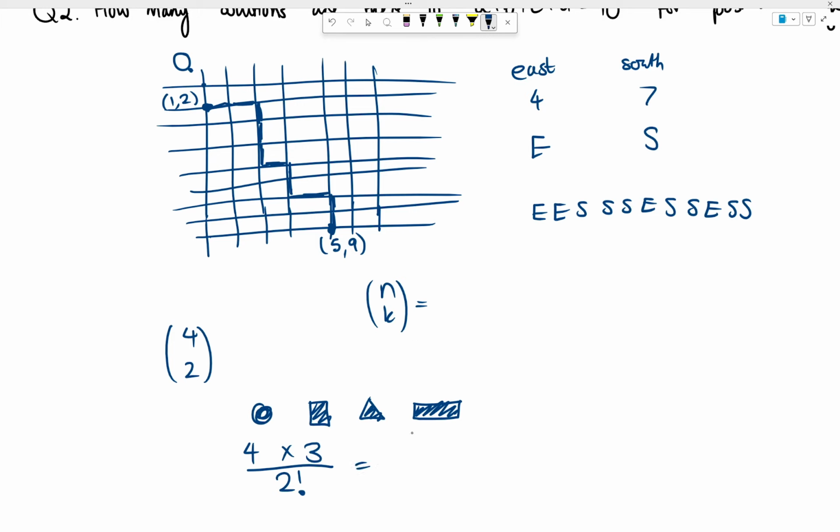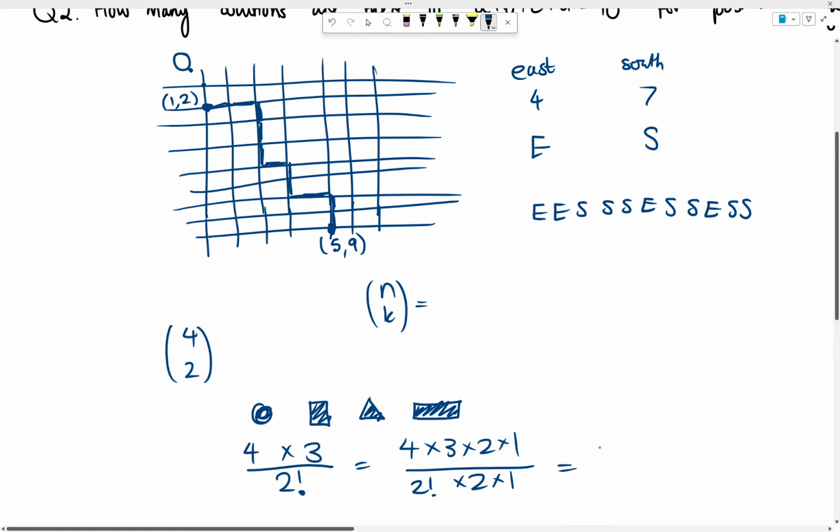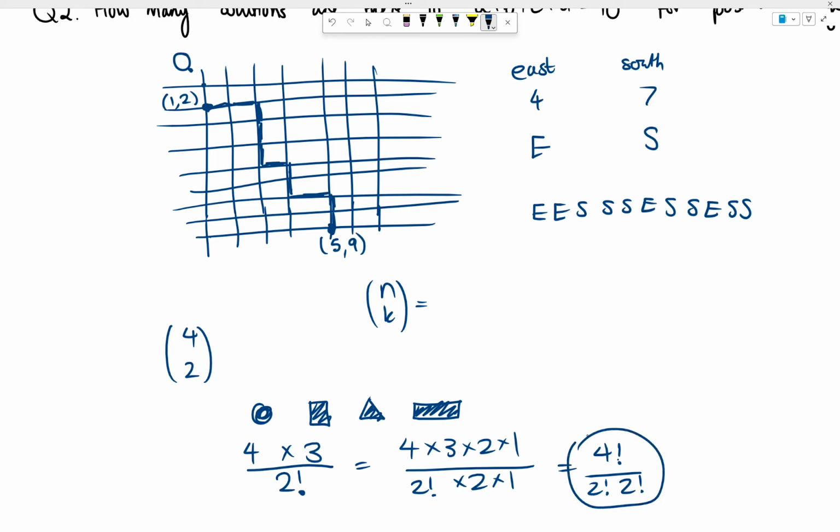And then this can be written as 4 times 3 times 2 times 1 all over 2 factorial times 2 times 1. So these would have cancelled. And that is 4 factorial over 2 factorial times 2 factorial, which means that the number of ways of choosing 2 objects from 4 is this thing here. And in general, if you apply this for n objects and we're choosing k of them, this ends up being n factorial over k factorial times n minus k factorial.